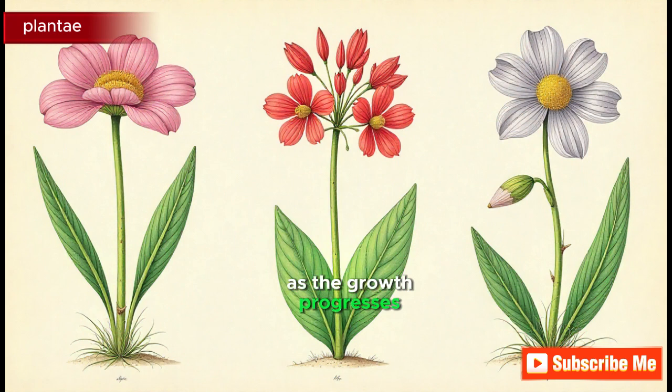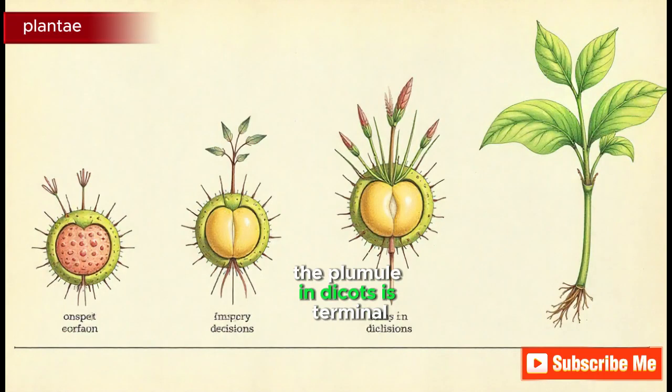As the growth progresses, the free end of the embryo becomes heart-shaped and lobed. Each lobe is a cotyledon primordium. The plumule and the epicotyl are produced in the depression between the 2 cotyledons. The plumule in dicots is terminal. The cells of the lower end of the embryo form the hypocotyl carrying the radicle at its tip. Stages in the development of a dicot embryo.